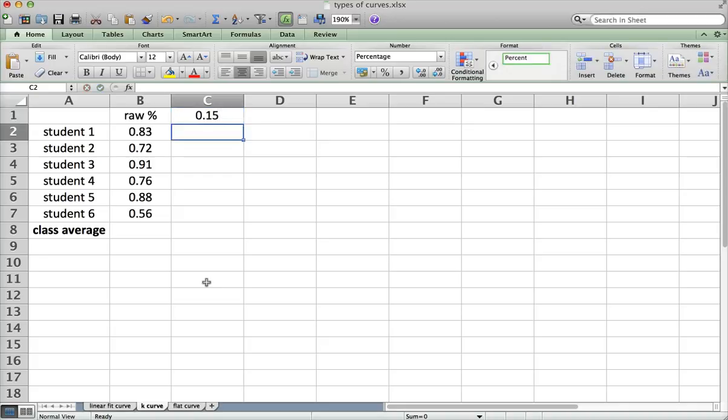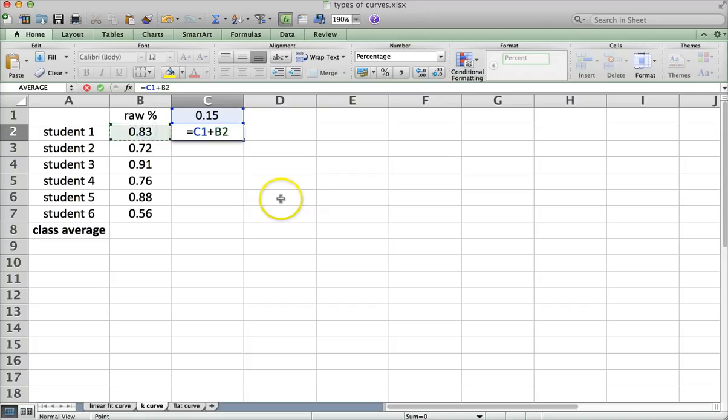Here's the K-curve. We're essentially giving the student 15% on her test just for showing up. And then the remaining 85% is based on the score she actually earned. So you say equals, she's getting 15%, and now you're going to add some additional portion based on what she earned here. So the remaining portion that you have to weight, there's an 85% weighting that remains.